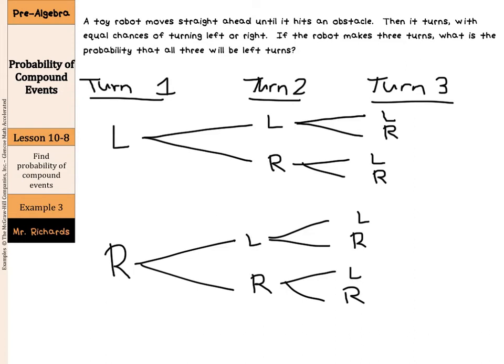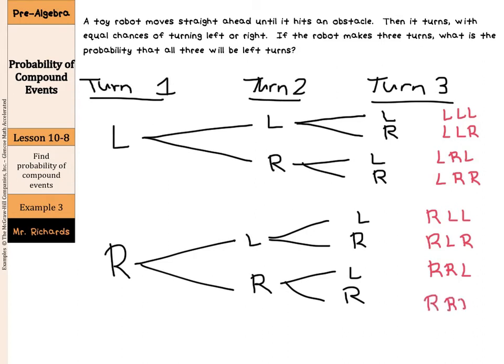So when we look at our sample space here, we could have gone left, left, left. We could have gone left, left, right; left, right, left; left, right, right. We could have gone right, left, left; right, left, right; right, right, left; and lastly, right, right, right.